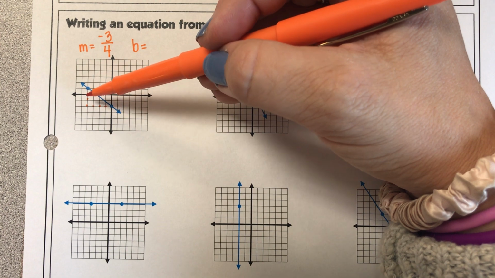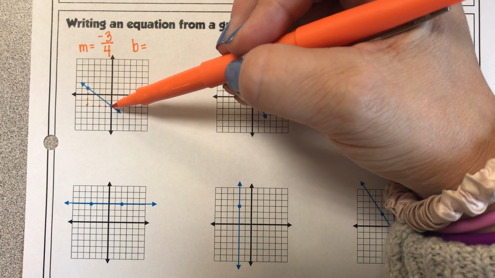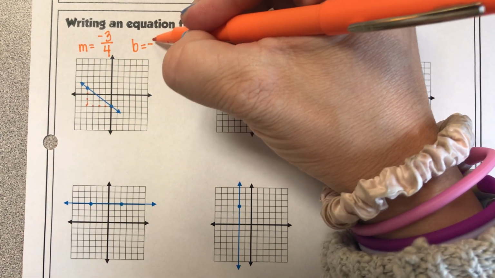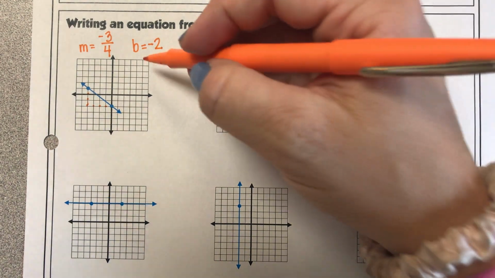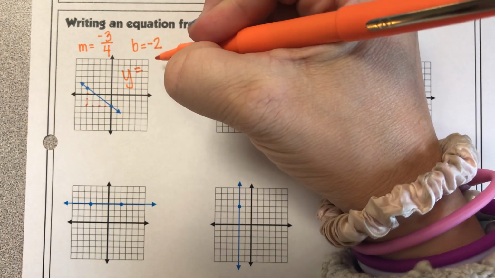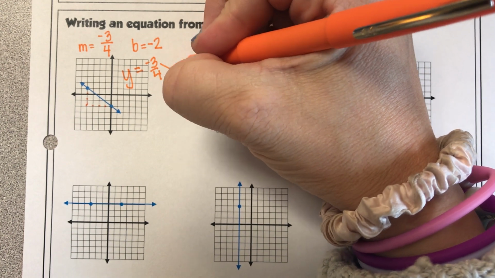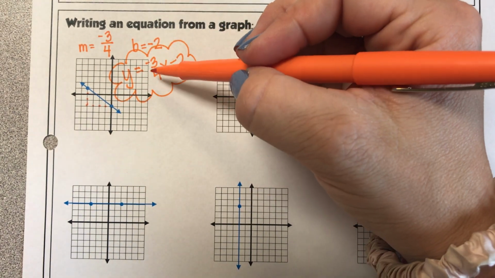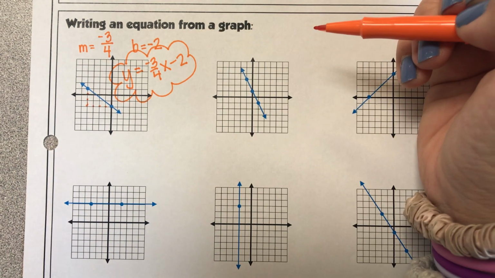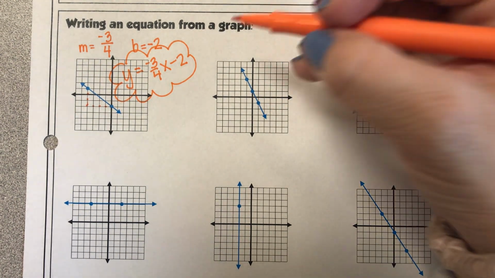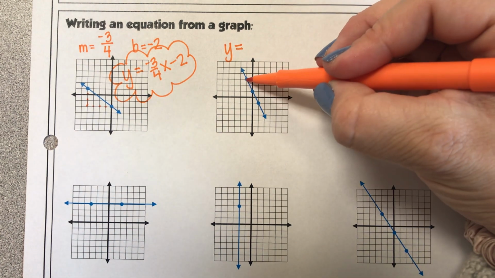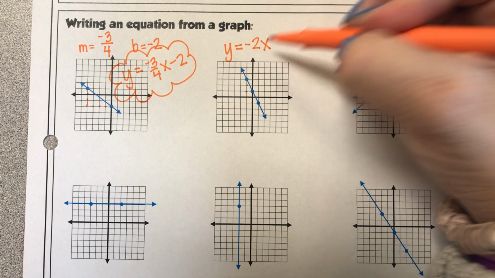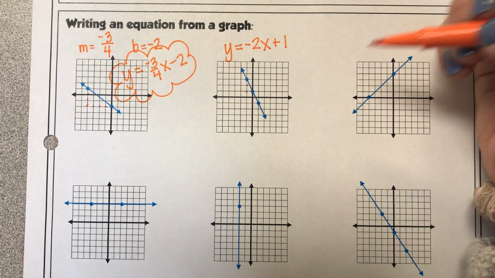So if you didn't watch that one, go back and watch it. So it's rise over run. And then b, the y-intercept, is where it crosses the y-axis, and that's at -2. So if I write the equation for this line, it would be y equals -3/4 x minus 2. Okay, because it has a slope of -3 over 4 and a y-intercept of -2. Okay, on this line right here, y equals, the slope is down 2 over 1. That's -2, and it crosses the y-axis at 1.